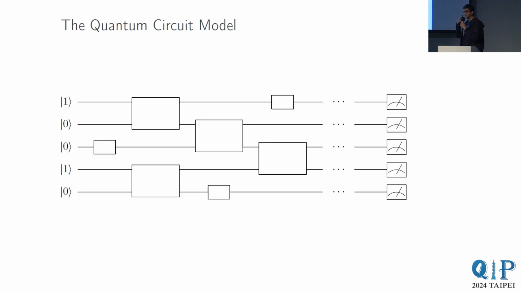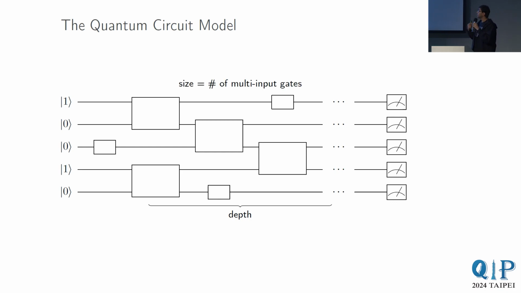So the quantum circuit model is something I'm guessing all of you are familiar with. This is the standard quantum circuit model. You've got a bunch of input qubits. You measure the output, and you have single and multi-qubit gates. The depth of the circuit is the number of layers of gates that you have, and the size of the circuit is just the number of multi-input gates. So single input gates do not count towards the size of the circuit.